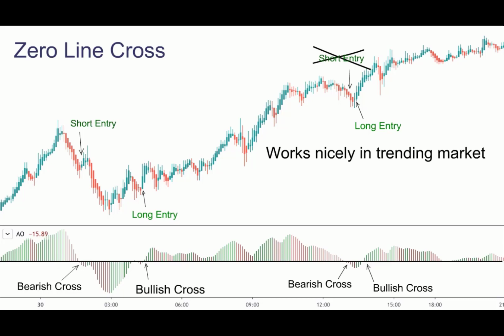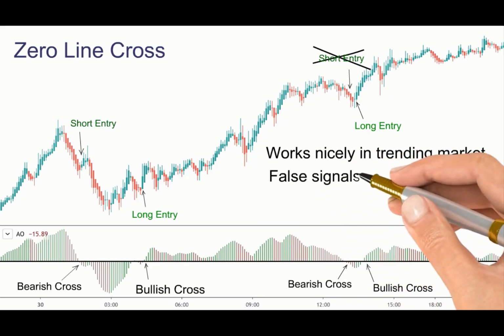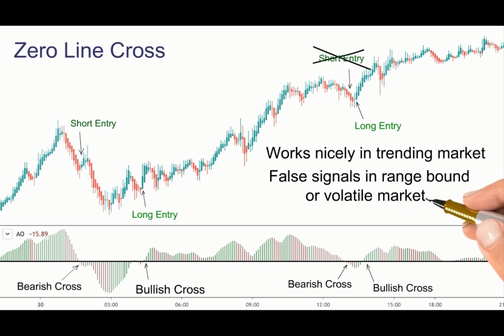But the problem is if you have a range bound market, if it's very volatile, if it keeps going back and forth, you are going to get false signals all over the place, and you'll wreck your account. So keep that in mind. You need to be using this on the proper day, at least this strategy. If it's not a momentum type day, then you need to move on to something else.